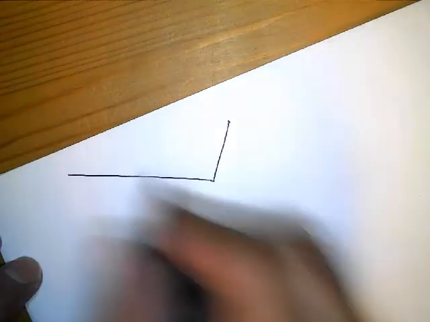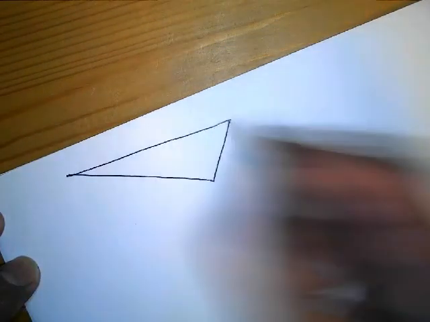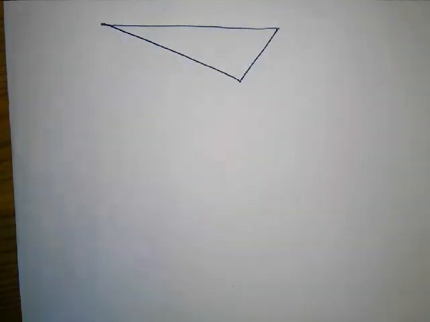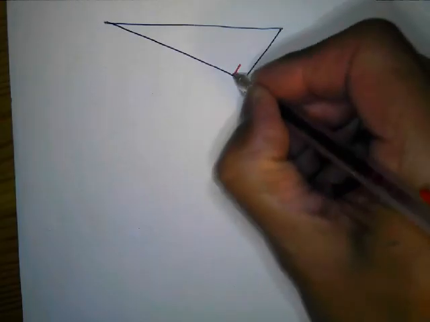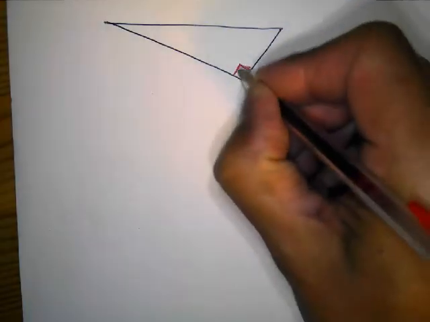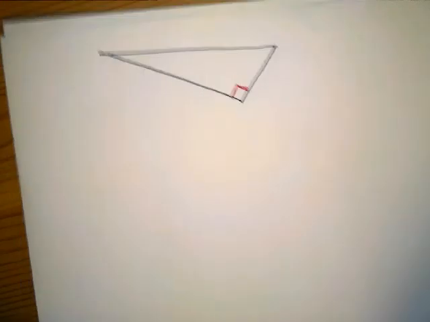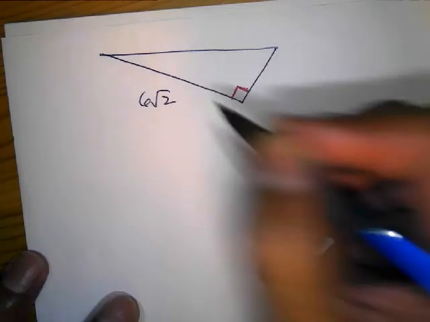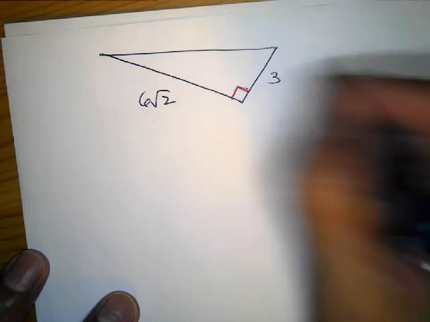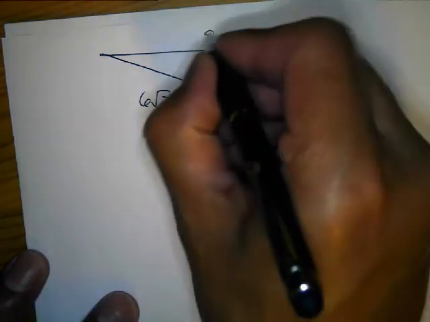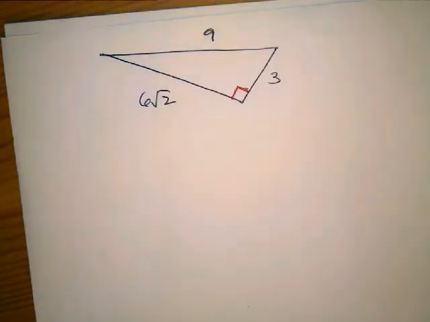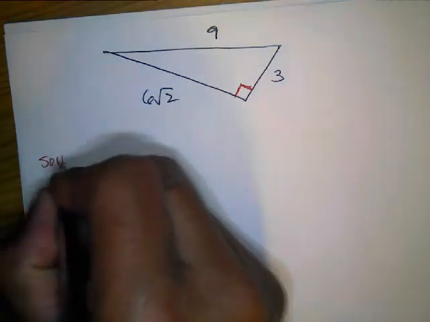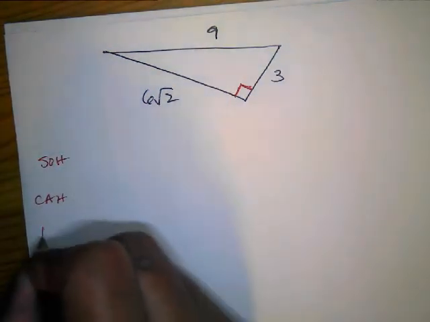So this is what I'm telling you. Here's number 3. It's kind of a little tilted like this. So that's how they kind of rotate the triangles and try to fool you sometimes. Don't be fooled. Look at where the right angle is. Okay, so draw it like that. Here's what the sides are. This is 6 root 2. This is 3. And this is 9. Okay, a couple of new things are going to happen on this one.